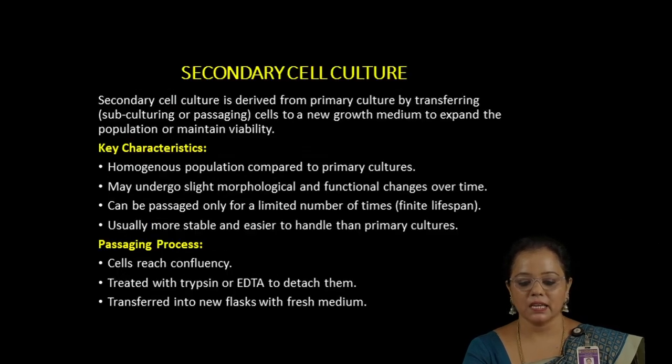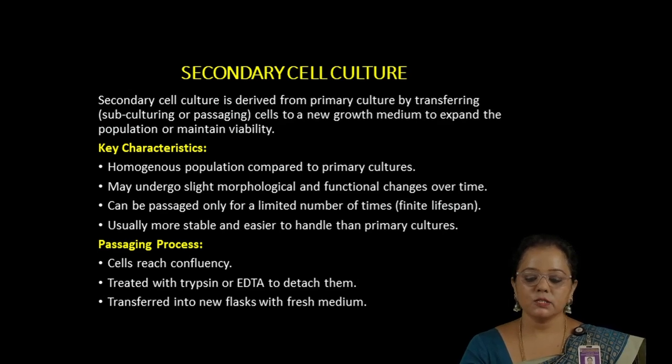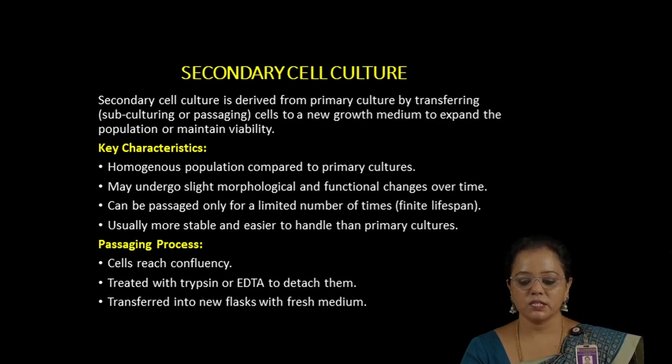So next is secondary cell culture. Secondary cell culture is derived from primary culture by transferring cells to a new growth medium to expand the population or maintain viability. So the key characteristics involve a homogeneous population compared to primary culture. It may undergo slight morphological and functional changes over time.